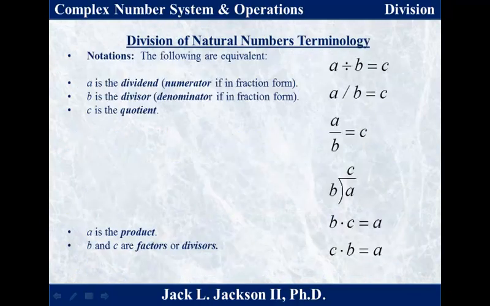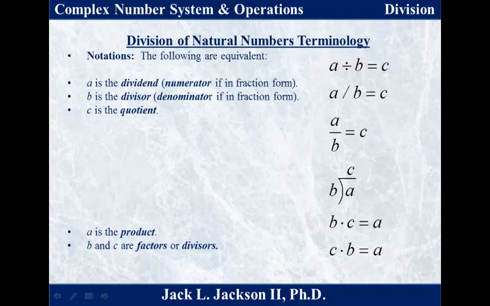Some terminology and symbols that we might use. These are all equivalent. We can say A divided by B equals C with this line with the two dots symbol. We can have a slanted line for division: A divided by B is C. We can have a horizontal line like this, A over B. We can have this long division setup where we have A divided by B is C. And of course, its equivalent from our fact family is these two multiplications, B times C is A and C times B is A. Down here we say that A is the product and B and C are the factors.